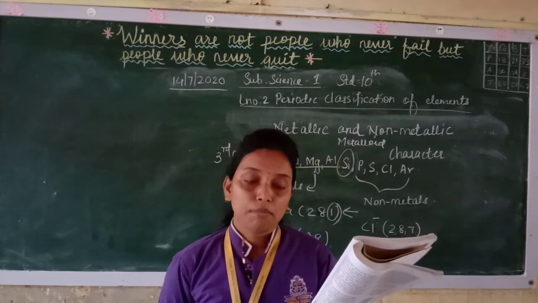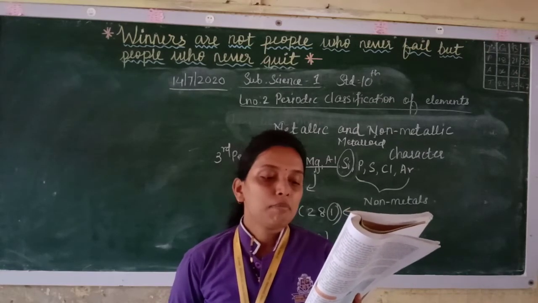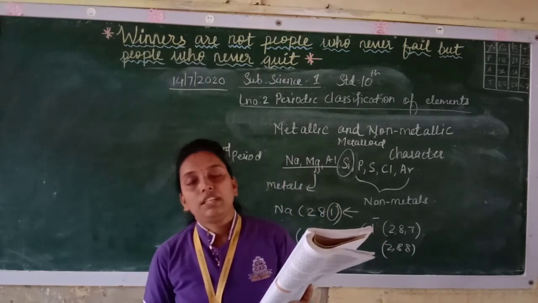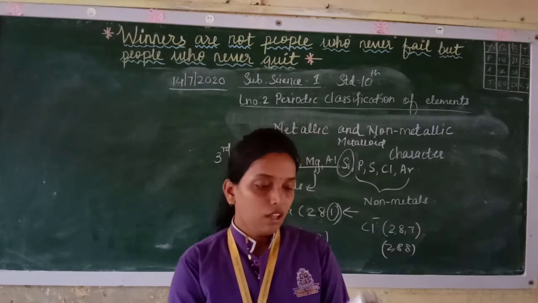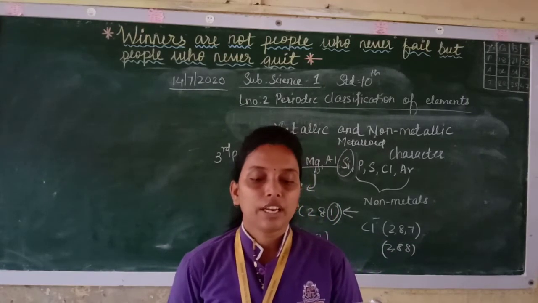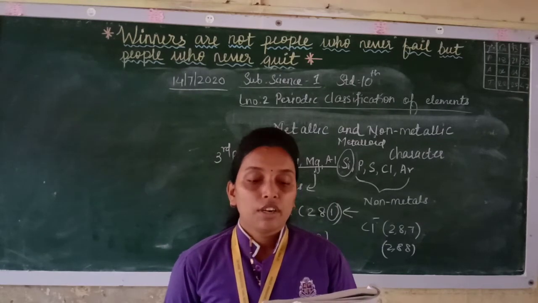The octet is complete. This tendency of an element is called electropositivity, which is the metallic character. So what is metallic character? Electropositivity. Metals are electropositive. Then we'll see the periodic trend in the metallic character of the elements, which is clearly understood from their position in the modern periodic table.